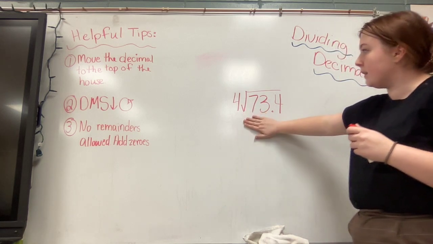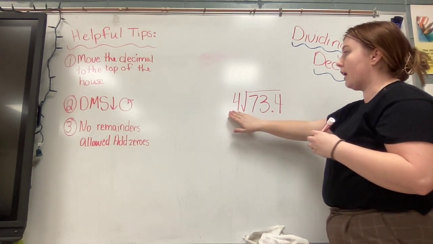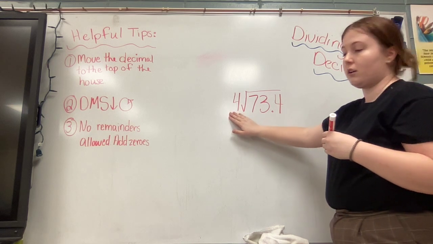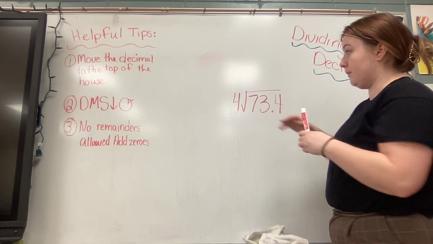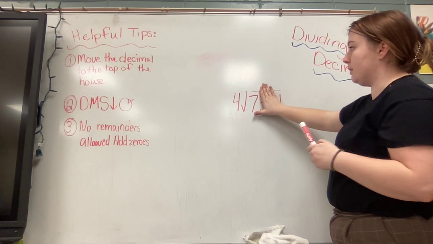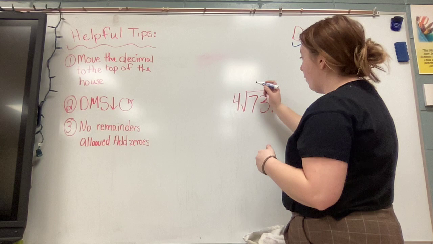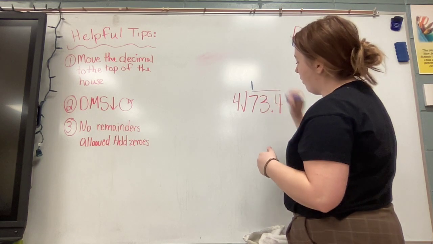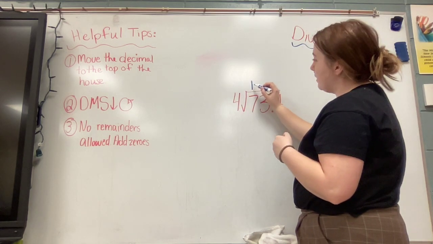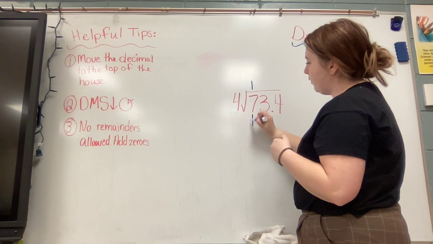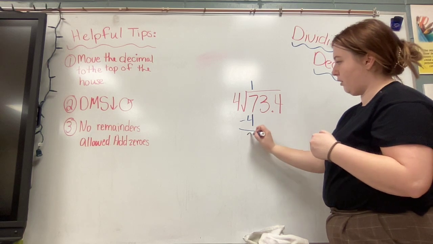Okay, so when we get a problem where we know we have to do long division, we first have to look at our divisor and see that there's one digit in our divisor. So we're going to look at the first digit in our dividend. We ask ourselves, how many times does 4 go into 7? It goes in once, so I put a 1 on top. Then I multiply. That's the next step in our helpful tips. 1 times 4 is 4. Then I subtract. 7 minus 4 is 3.